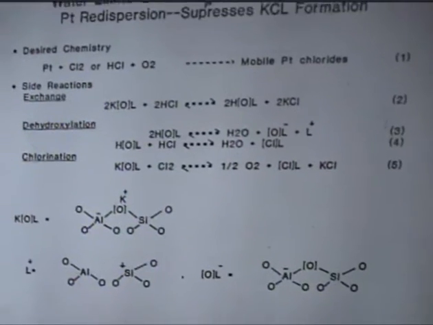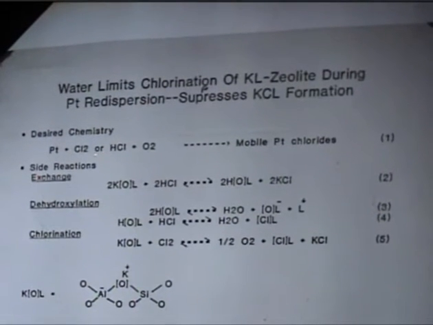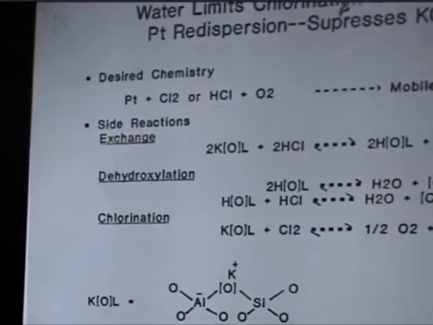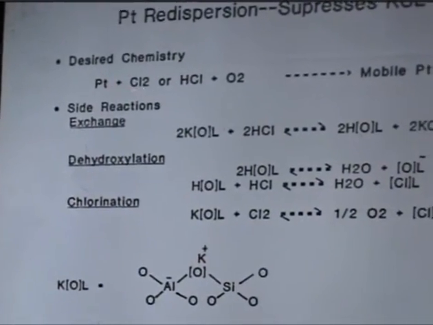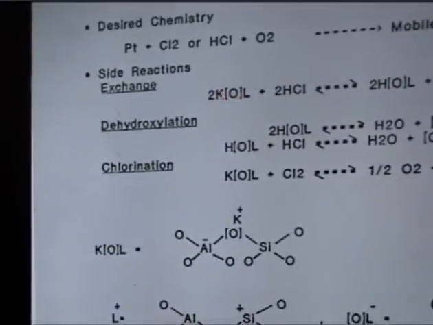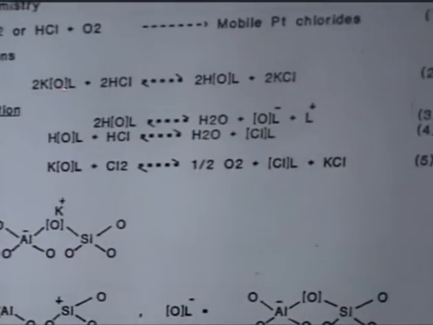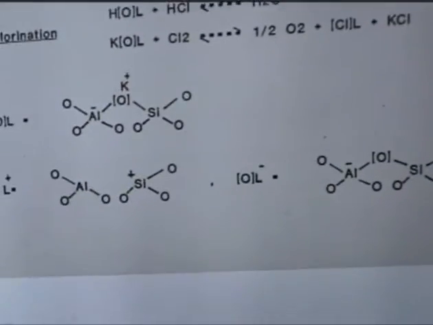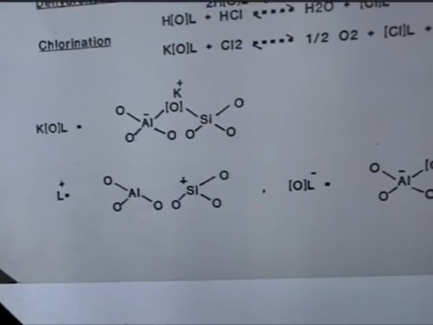Here is the slide showing the reaction. Now this is the design reaction. You want to react with chlorine or HCl plus oxygen. This is to generate chlorine to form mobile species. But this is not just reacting with platinum, it will react with the zeolite. And here's the zeolite representation, K, and this is zeolite oxygen. So this is the potassium plus to balance the charge.